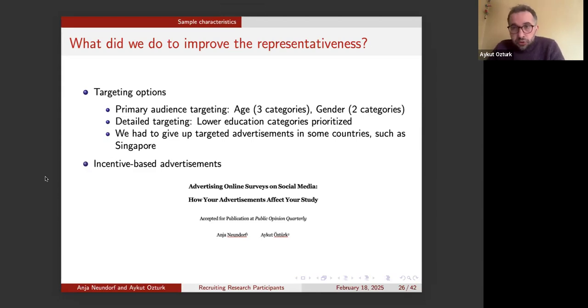Now, another thing we did is use incentive-based advertisements. On screen you see a working paper that we wrote, which has just been accepted at Public Opinion Quarterly. Hopefully it will be published soon. Online, you can find the preprint through the OSF website. Our previous research showed that incentive-based advertisements are better for recruiting research participants from diverse backgrounds. So all of our advertisements were incentive-based. We didn't mention the political nature of our surveys, at least on Facebook. Instead, we invited people to a lottery.